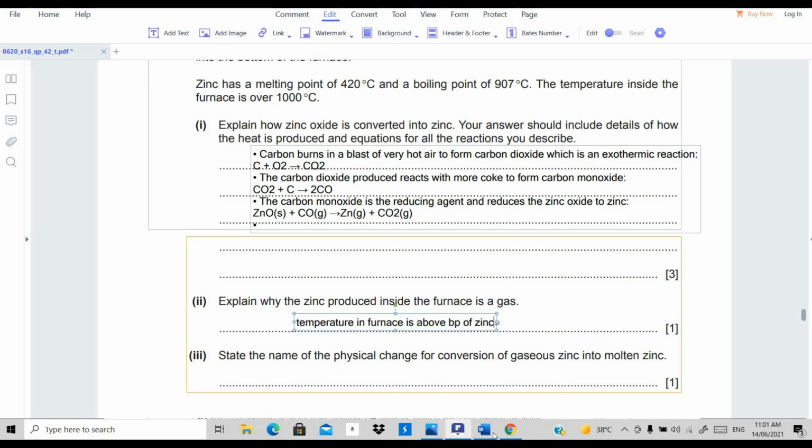Let me just tell you the physical change for the conversion of gaseous zinc into molten zinc. You should be familiar with the heating curve as well as the cooling curve. Molten means liquid, so gas into liquid. What does this mean? You have 2 seconds. When we are changing a gas into a liquid, it is a process of condensation. We are condensing it. So we can write here condense or condensing. I prefer writing condensation because it is the process. Perfect.